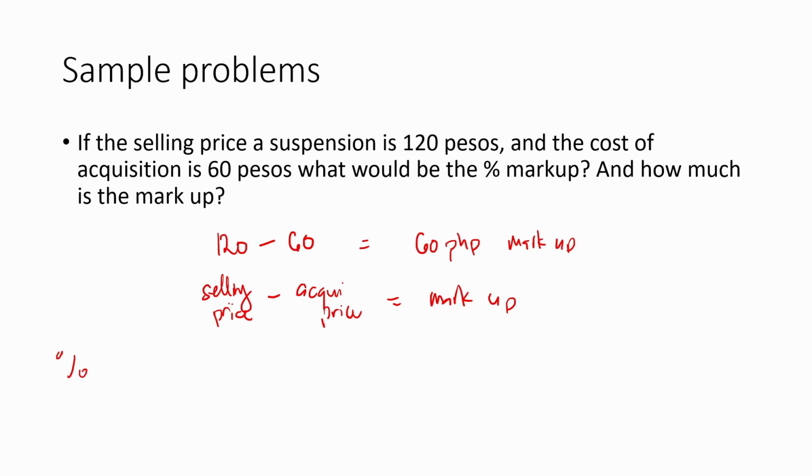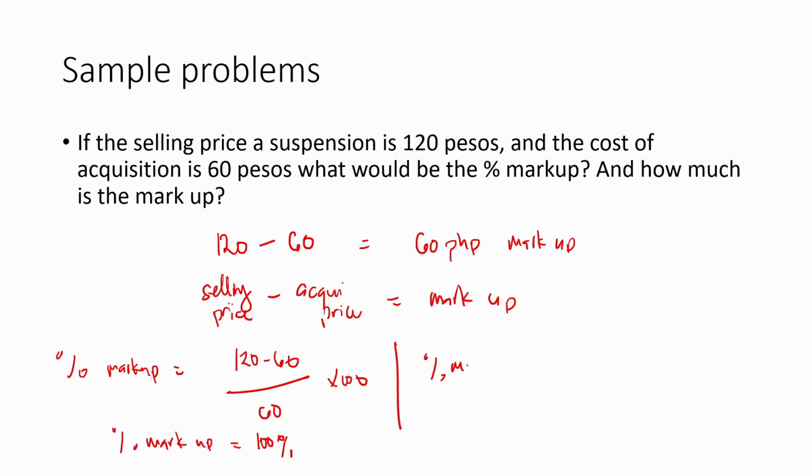Now let's compute the percent markup. It's 120 minus 60 over 60 times 100. So the answer here is 100%. Okay, so twice the value is 100%, thrice the value is 200%. So the formula for percent markup is selling minus acquisition over acquisition multiplied by 100. So that's how you get percent markup.